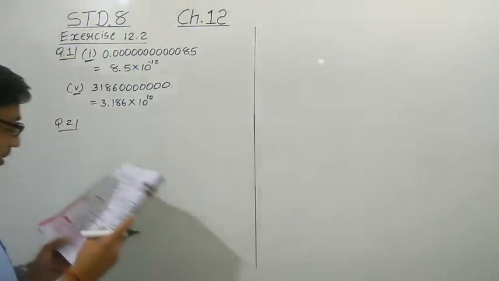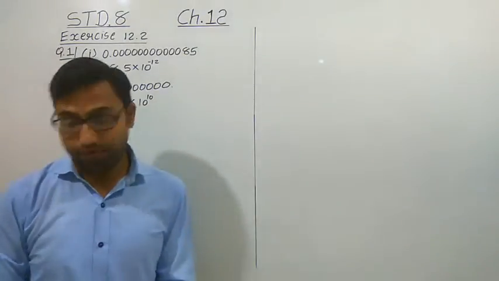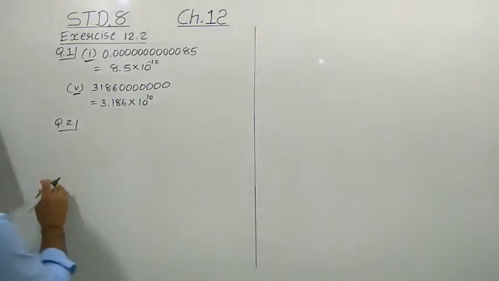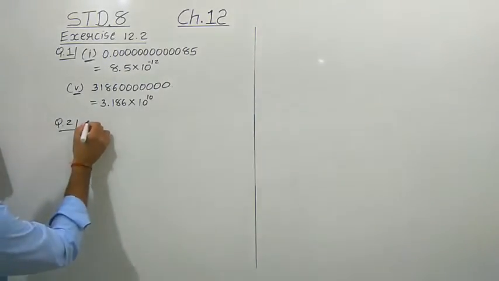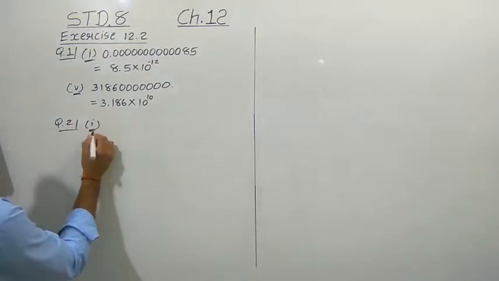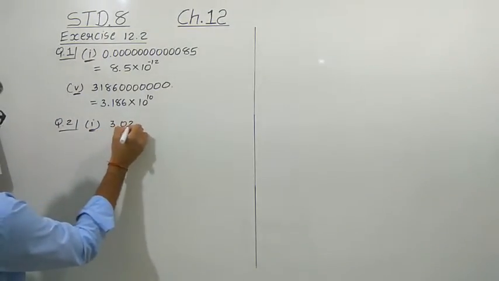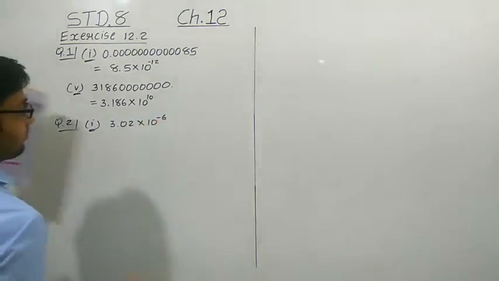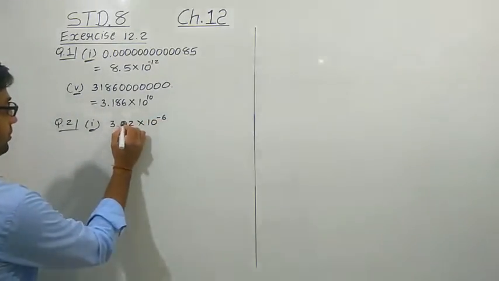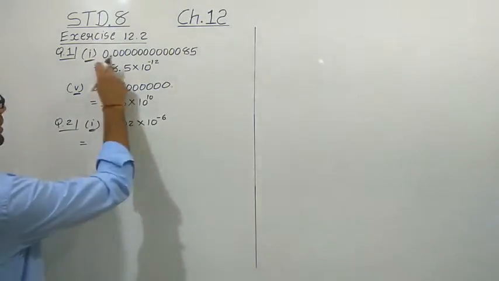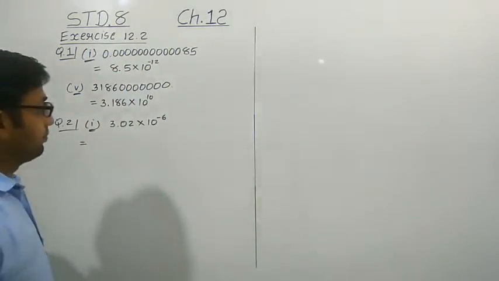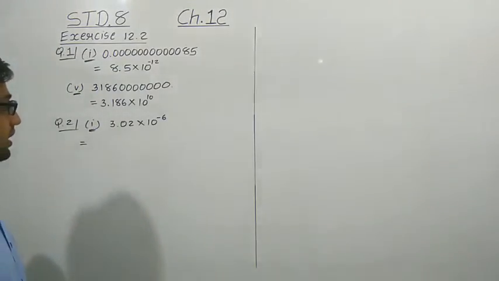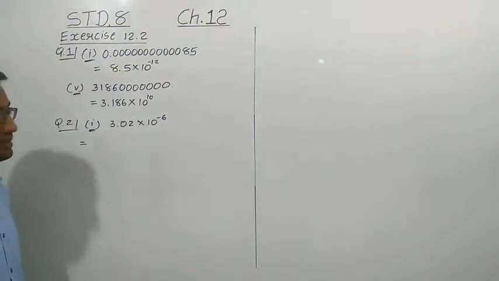Question number 2 is: express the following numbers in the usual form. Here the numbers are given in the standard form, and we have to convert them into the usual form. So the first sub question we have is 3.02 into 10 raised to power minus 6. Now we have to convert this number from the standard form into the usual form, and here the exponent is negative, that is 10 raised to power minus 6.